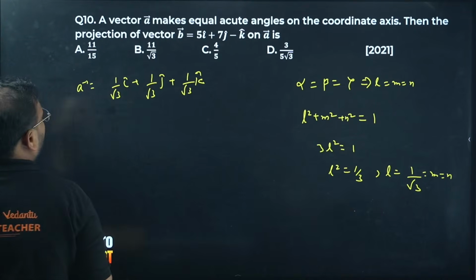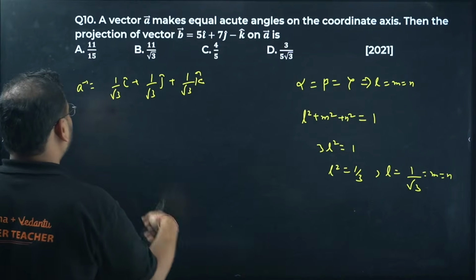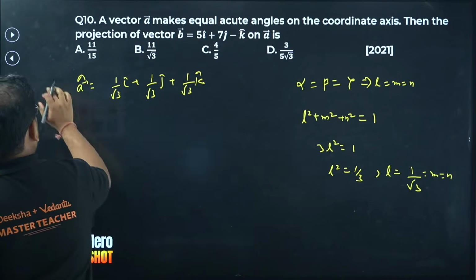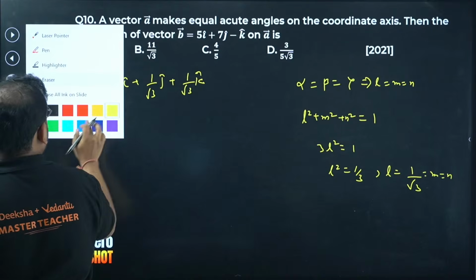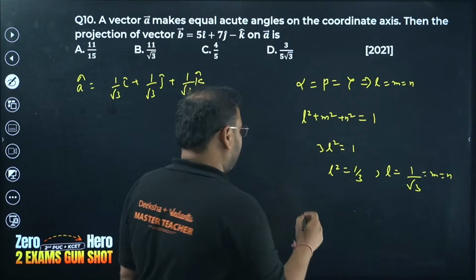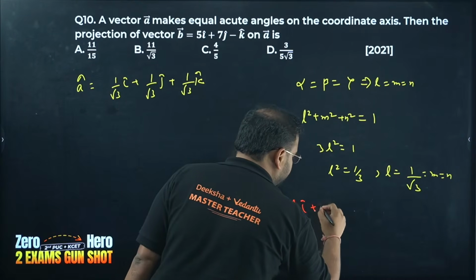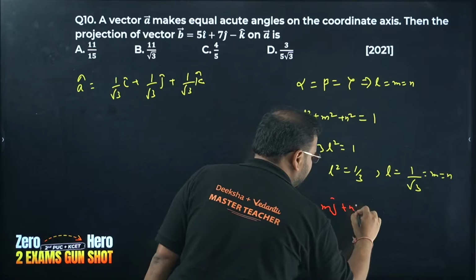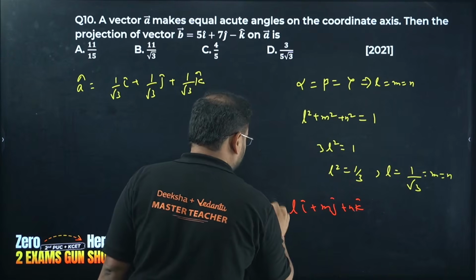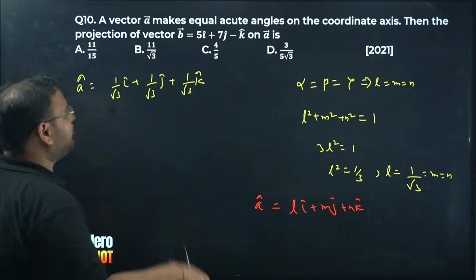Okay. Now what are we looking for? Projection of A on B. This is your A cap only. I hope you know that. How come, sir? Because when you're using direction cosines, if you write L i cap, M j cap and N k cap, this represents your unit vector only.